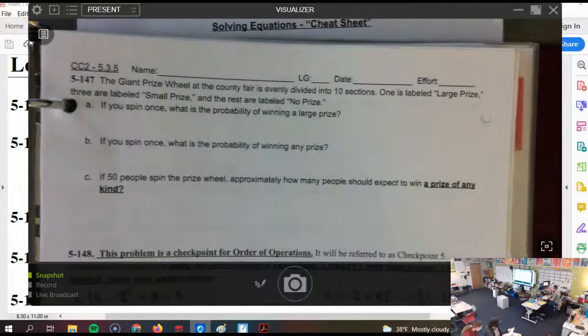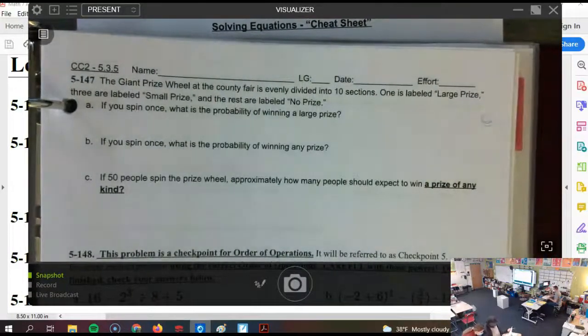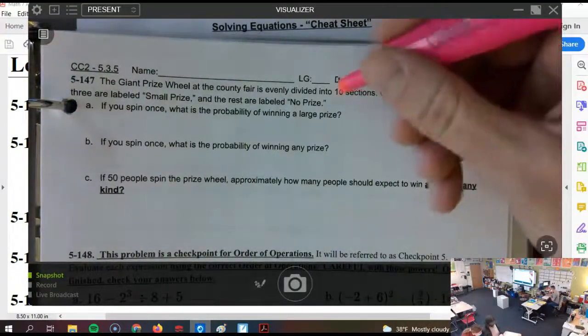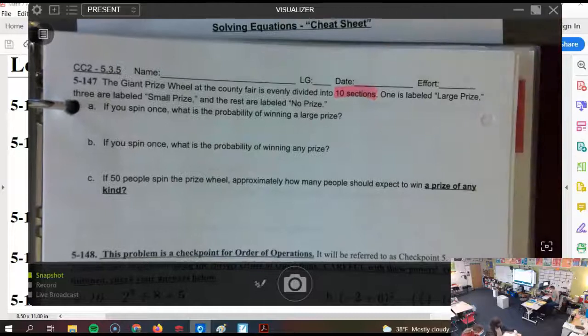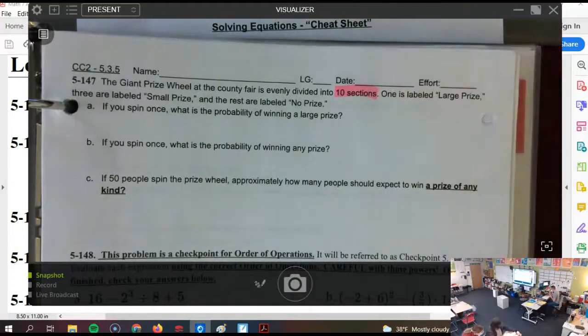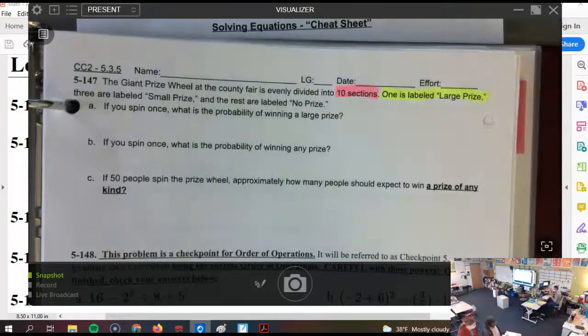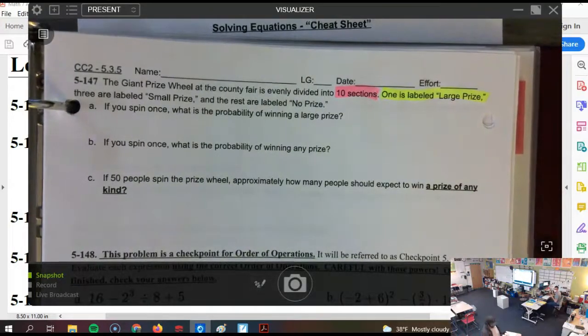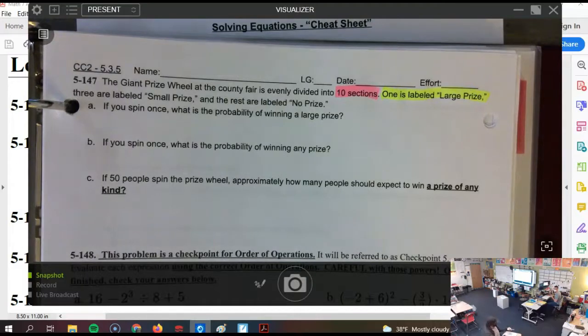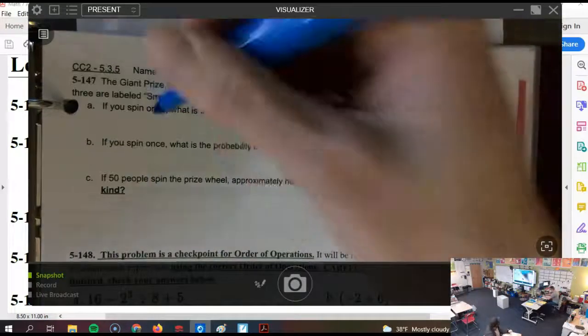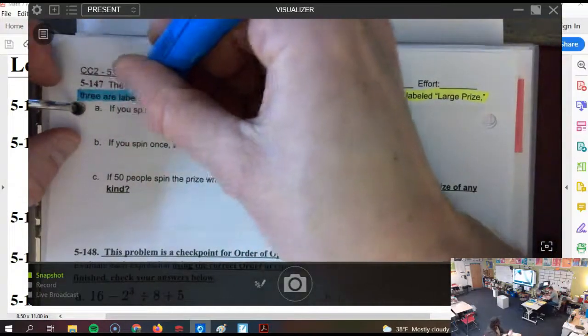So, guys, highlighters should just be part of you doing math at this point. What they tell us is there are 10 sections. One section is a large prize. Well, yeah, because they don't want to give away very many large prizes. We're on the back, by the way. Look at the back of your homework, please. 535 on the back. And 3 are labeled small prize.